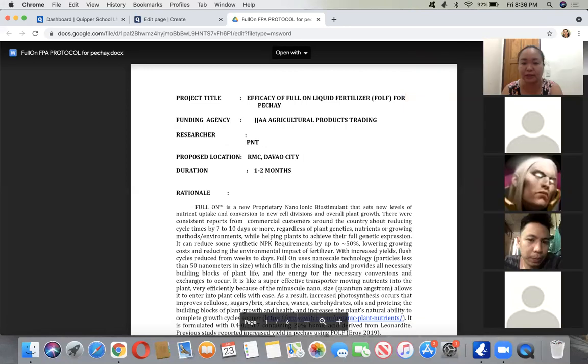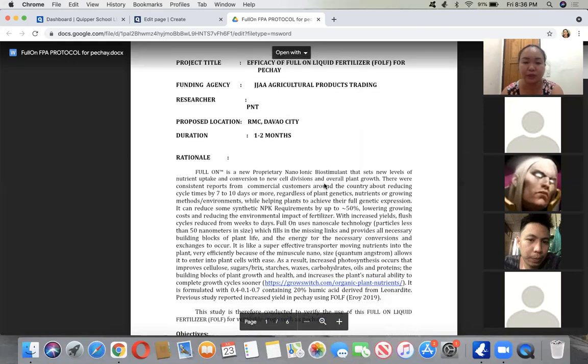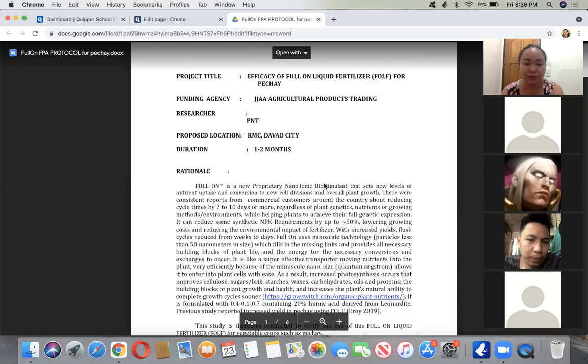foliar fertilizer. For FPA, there are many titles we can use. Like for this, efficacy of full-on liquid fertilizer for pechay, or the effect of liquid foliar fertilizer for pechay. But for the sake of FPA, they don't have much format. It depends on you.